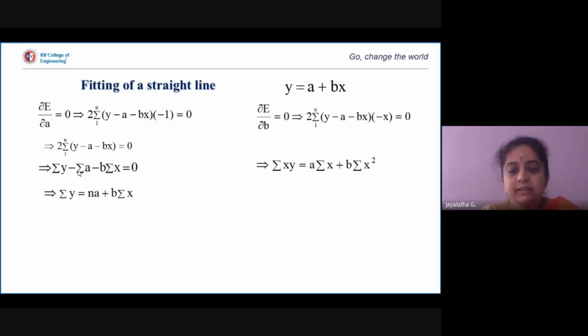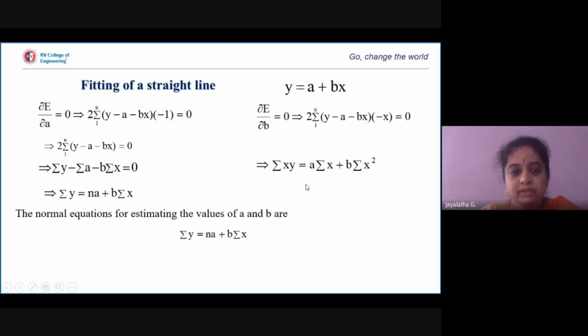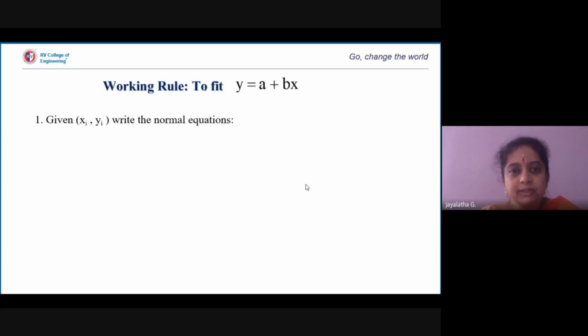Similarly, considering the second derivative, I mean ∂E/∂b, derivative with respect to b, and simplifying, derivative of minus bx is minus x. Rearranging, you have the equation, and these two are called the normal equations to fit a straight line, right? Let's recall the working rule quickly. Given xi, yi, that means table of values x1, x2 and so on xn, corresponding y1, y2 and so on yn. First thing we do is we write the normal equations.